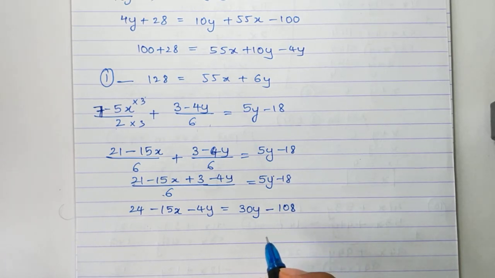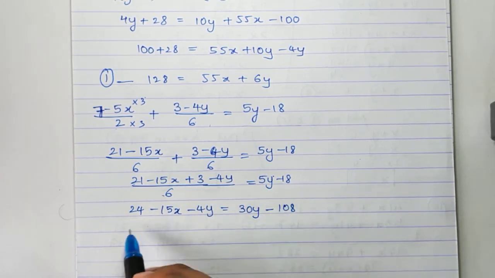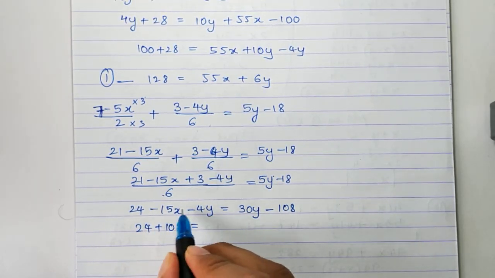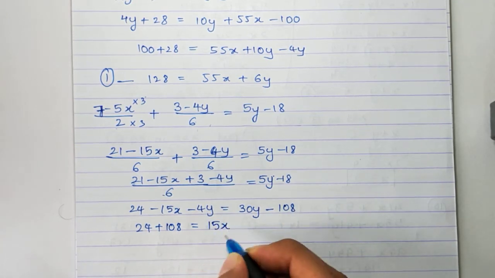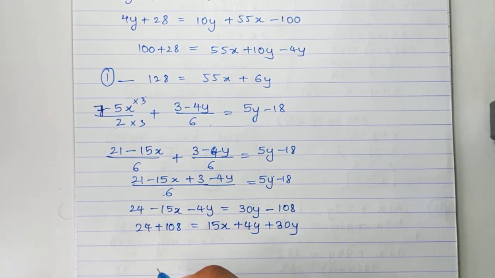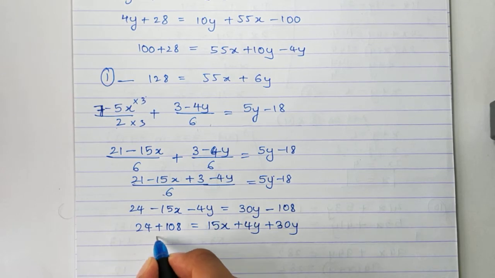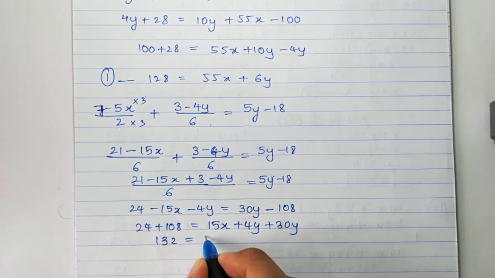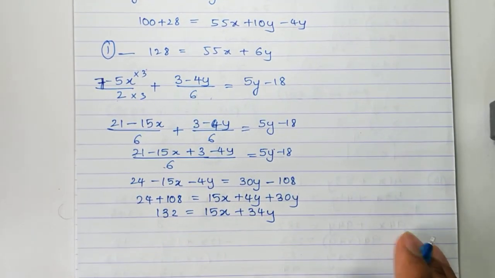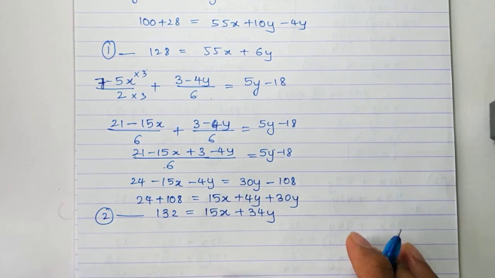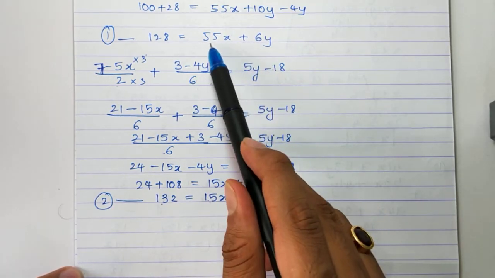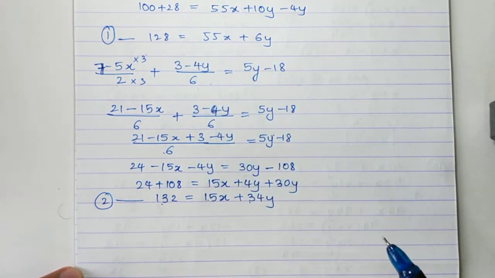Then shift this 108 on the left hand side. So 24 plus 108 equals, this minus 15x and this minus 4y will shift it on the right hand side. So it will become plus 15x plus 4y plus 30y. Okay, so 24 plus 108 is 132 and equals 15x plus 34y. This will be my equation 2. So I have the two equations now. 15x plus 34y is 132 and 55x plus 6y is 128.